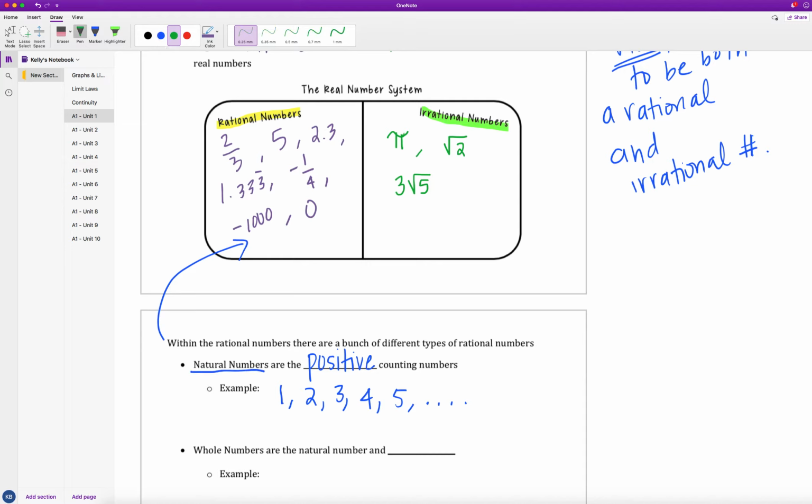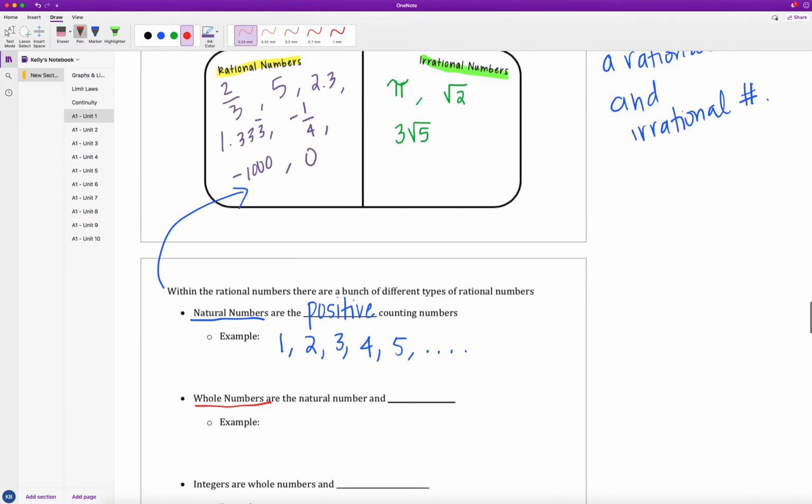The next set we have is our whole numbers. Our whole numbers are all the natural numbers. All of the natural numbers are part of the whole numbers, and one more: I also get the number 0 now. So the whole numbers start at 0 and they go up all the positive counting numbers. So 0, 1, 2, 3, 4, 5, so on, all the way up.